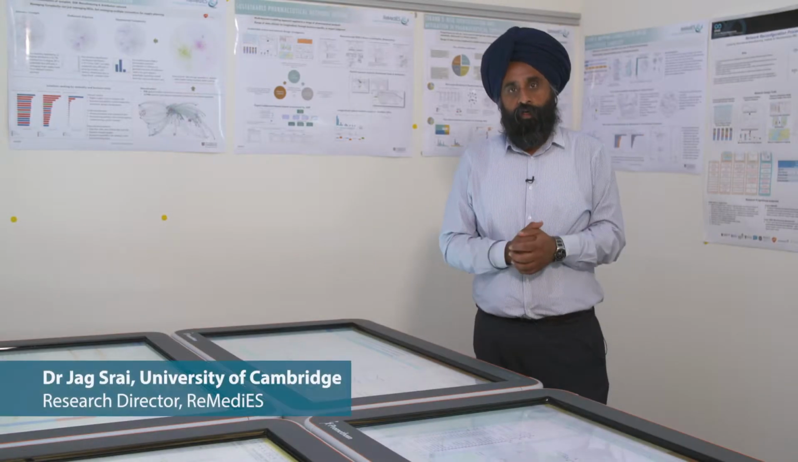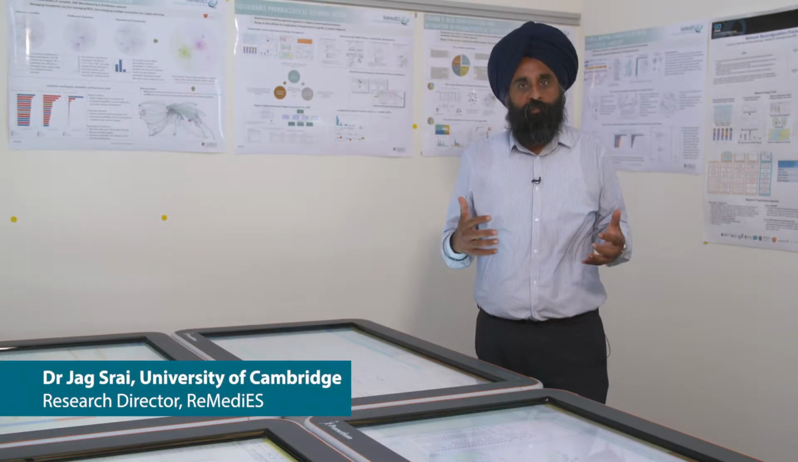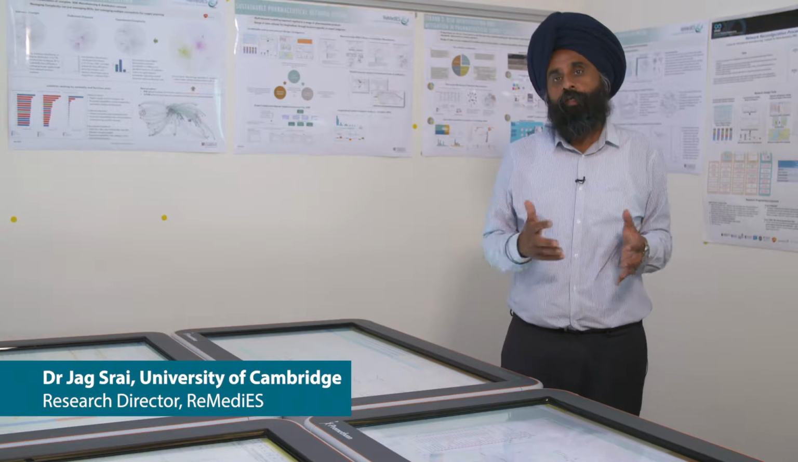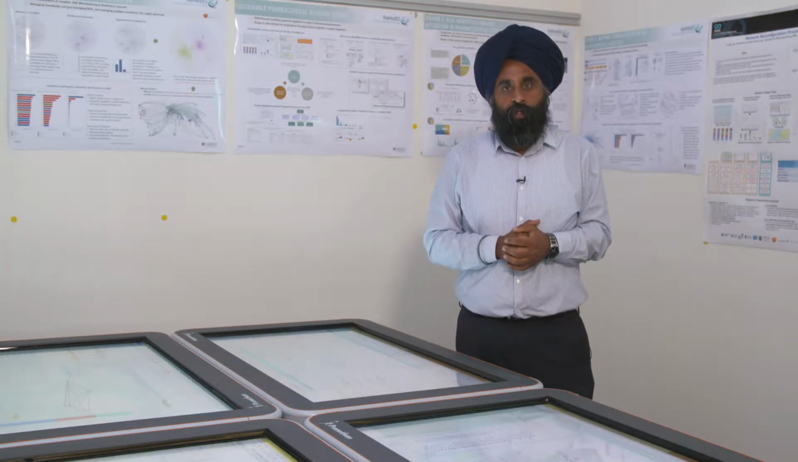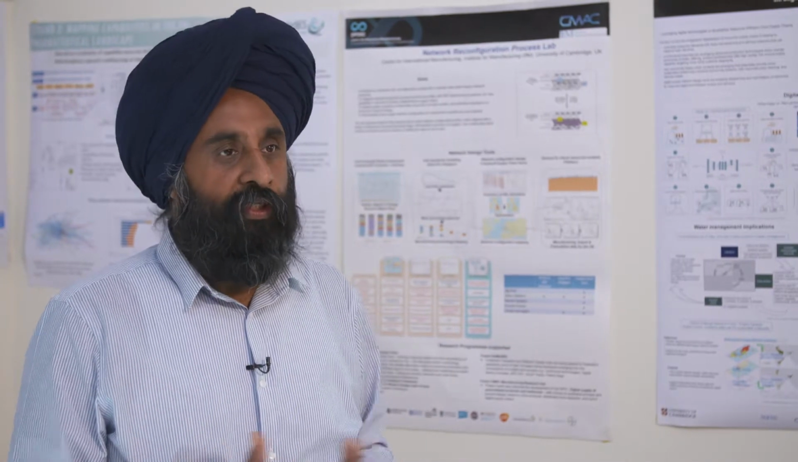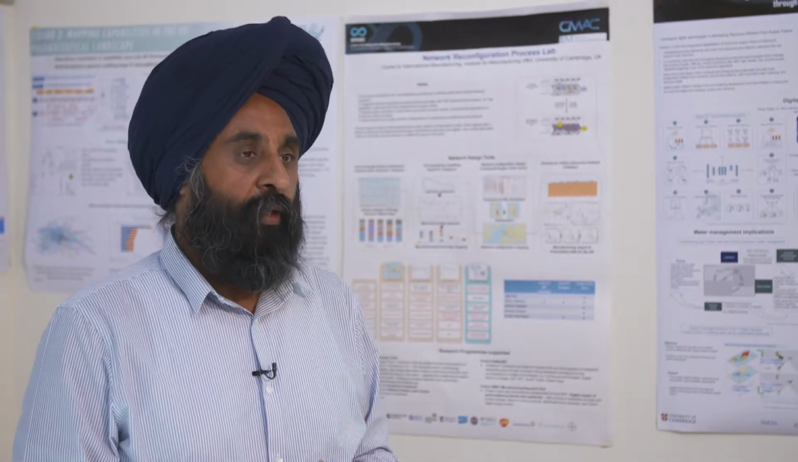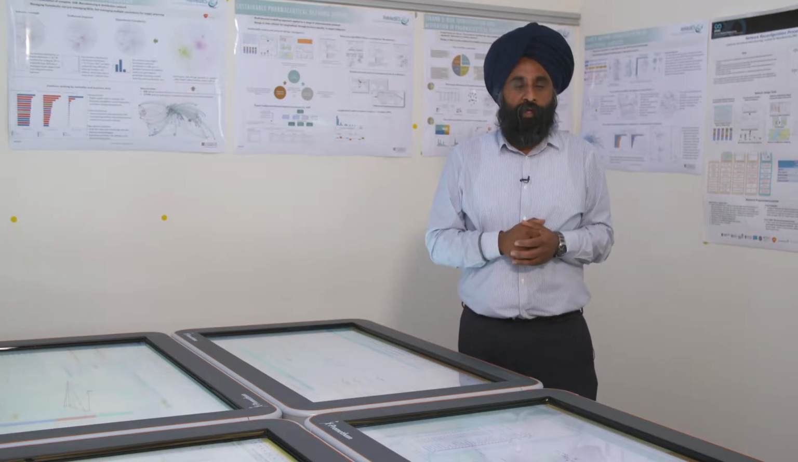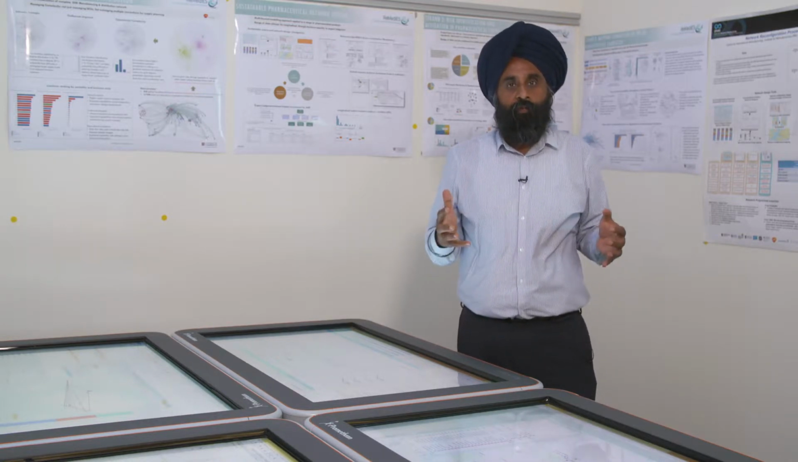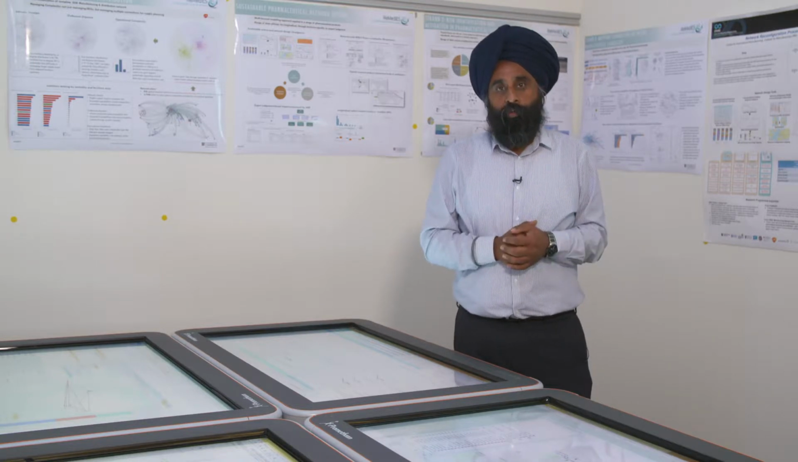I'm Jag Srai, and I'd like to introduce a more systems approach to supply network design that we have developed here in the Centre for International Manufacturing, University of Cambridge. As you know, supply chains are about getting products to consumers right the way through distribution systems and back to the factories. And how do you design that? Well, actually, this is a complicated question.